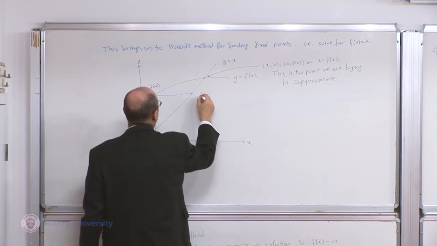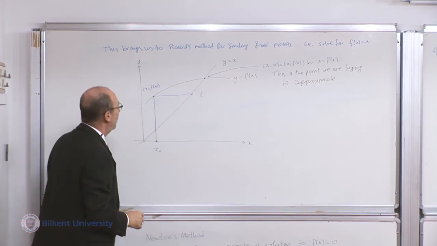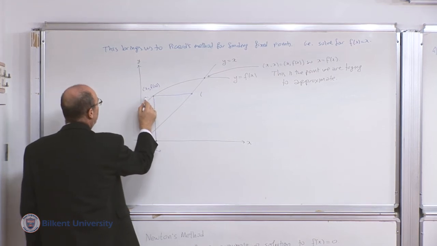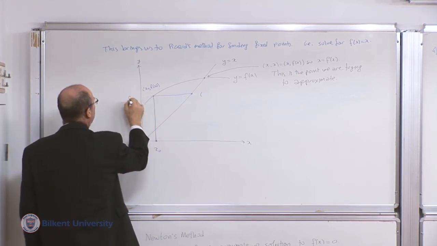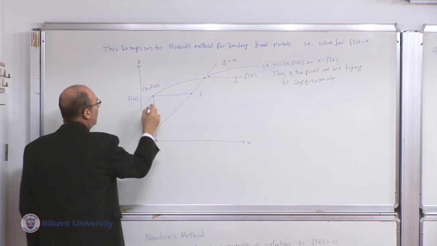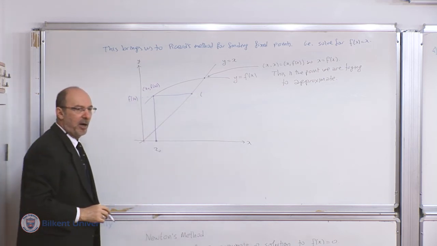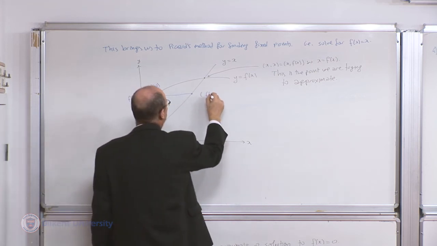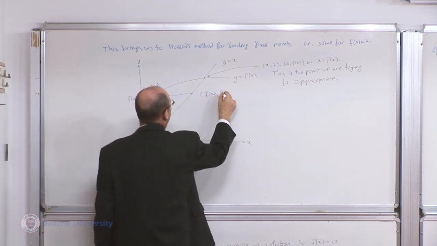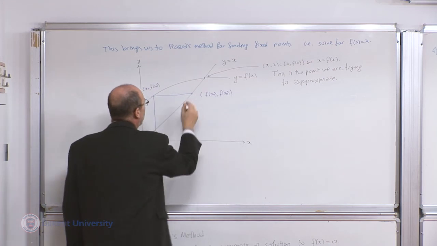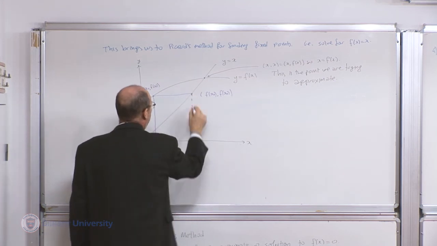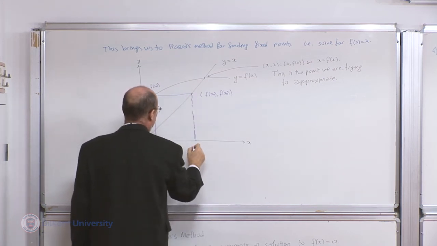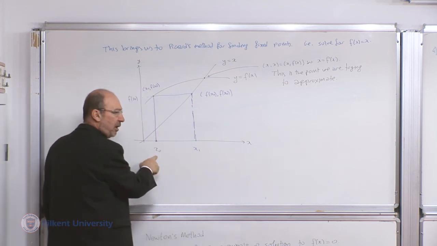So what is this point? You see that here the y component is f of x sub 0. Okay, so here y and x components are the same. So this is f of x sub 0, f of x sub 0. So this is your second choice. This is x1. Now you repeat.